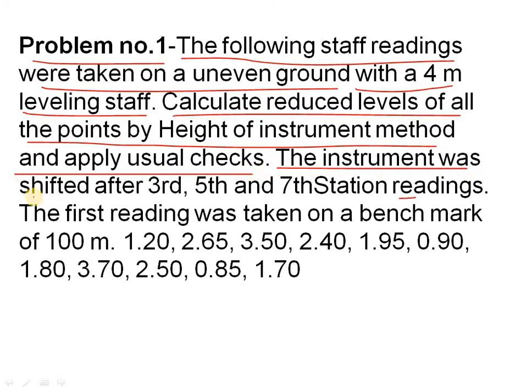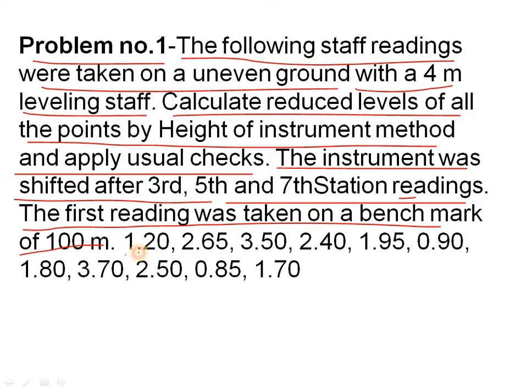The instrument was shifted after the 3rd, 5th and 7th station readings. The first reading was taken on a benchmark, that is 100 meters. So the benchmark was given, and the first reading is at 100 meters. Whatever readings are given here, these are all leveling staff points on the ground. We can identify here where the 3rd, 5th and 7th stations are coming.